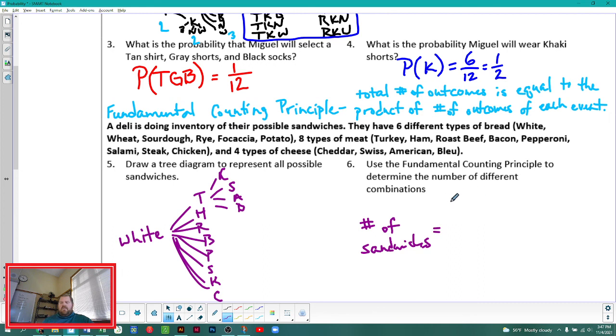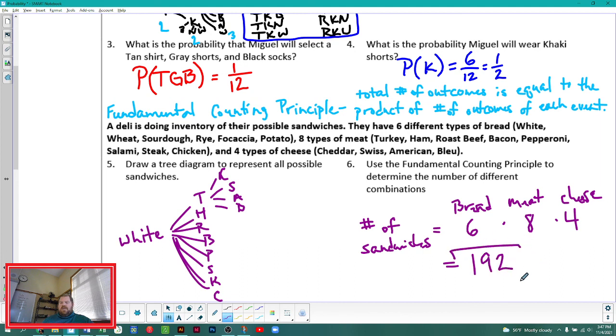Comes from the number of types of bread times the number of types of meat times the number of types of cheese. There's 6 types of bread, 8 types of meat, and 4 types of cheese. 6 times 8 times 4 ends up being 192 possible sandwiches. Okay, that would be a lot of lines in this tree diagram. So take that question off and go ahead and focus on the fundamental counting principle for that.